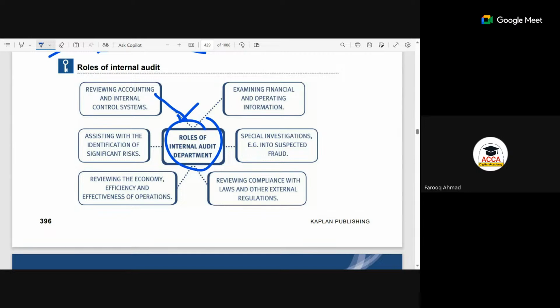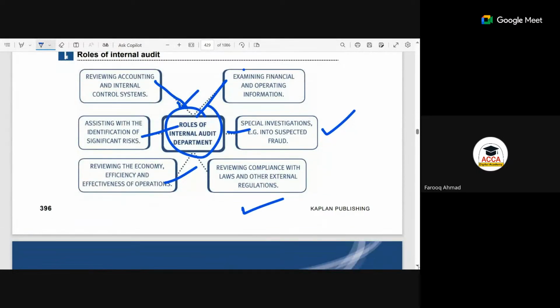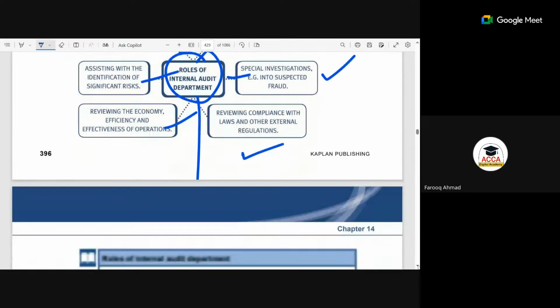Reviewing an internal control system, assessing and identifying significant risk, reviewing the economy, efficiency and effectiveness of operations, examining financial operation information, special investigation into a suspected fraud. So they keep testing all their departments or activities, reviewing compliance with the laws and other external regulation. Very easy way. If you consider yourself in this role, you just see these functions you have to do. You have to control all these activities or functions of the company.